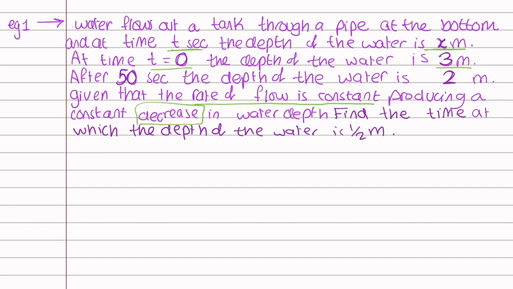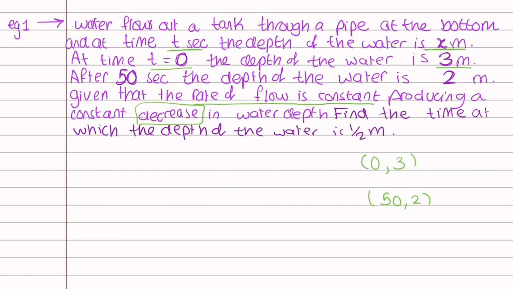So here we're given an initial condition of (0, 3). We write this down as a point. After 50 seconds, the depth of the water is 2 meters, and so you can see here that the depth of the water is decreasing. Okay, so let's write down another point, (50, 2). It's going to help us find another constant. The more points, the more constants you're going to have to find.